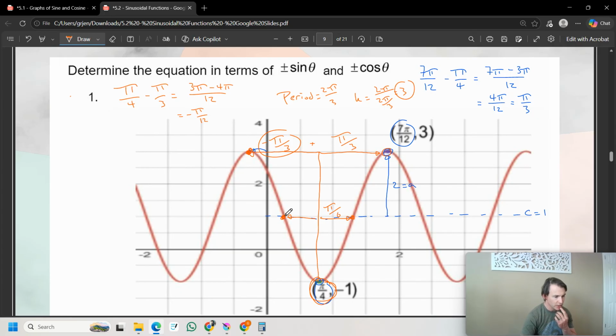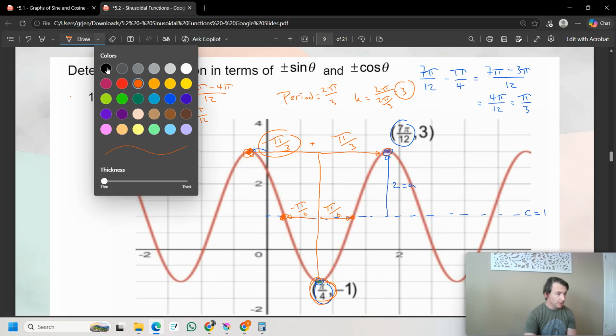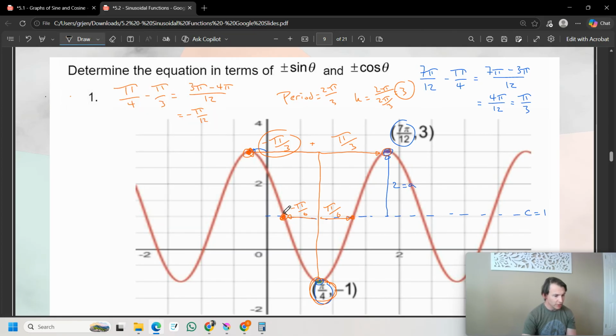Negative pi by 3. This one, pi by 4 minus pi by 6. These are the good points that we might consider making a function out of. They're going to be the closest ones. So looks like positive cosine or negative sine are our best options to model this function. So let's get the x value for this one. That's going to be very useful. And we'll get that one.